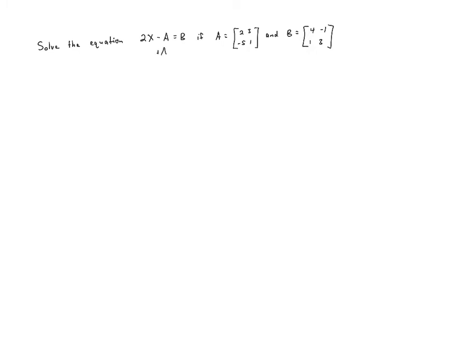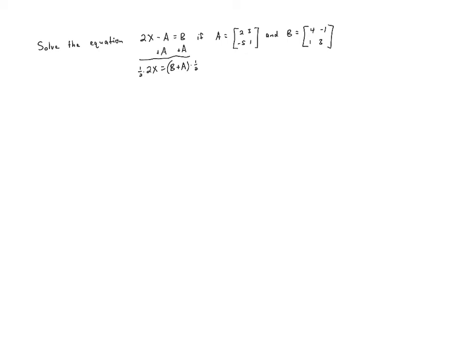Here we can add A to both sides. When we do that, that gives us 2X equals B plus A, or A plus B. We know that matrices are commutative when it comes to addition. And then to get X alone, instead of dividing by 2, what we're going to do is multiply by 1/2, because we haven't actually talked about how to perform division with matrices. We've talked about multiplication, so let's do that.